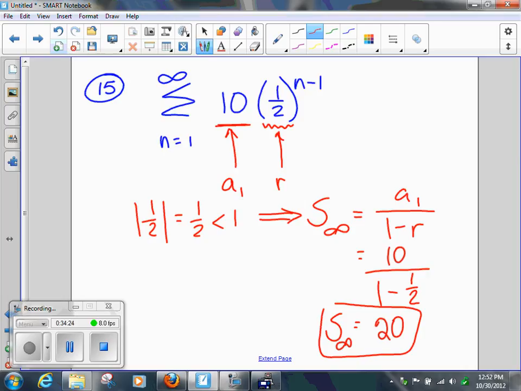Folks, do you have questions on this? Is it really this simple? Yeah, it really is this simple. What is everything based upon? The ratio, the absolute value of the ratio. If the absolute value of the ratio is less than 1, what do we do? Formula. If it's greater than 1, no sum. It's that simple, okay? Questions at all?